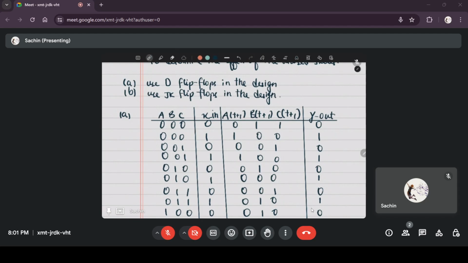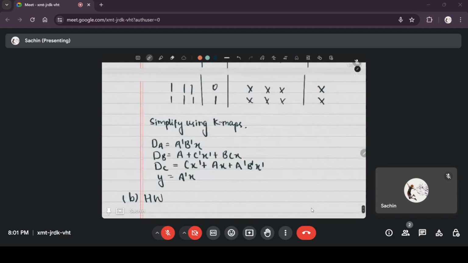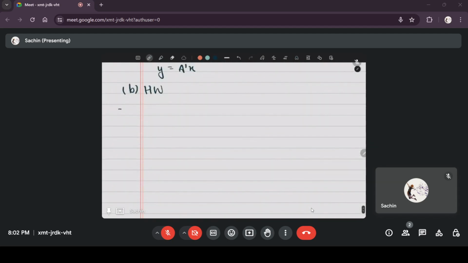So, final question in chapter 5 that I will be solving. Of course, there are more questions, all based on Verilog.